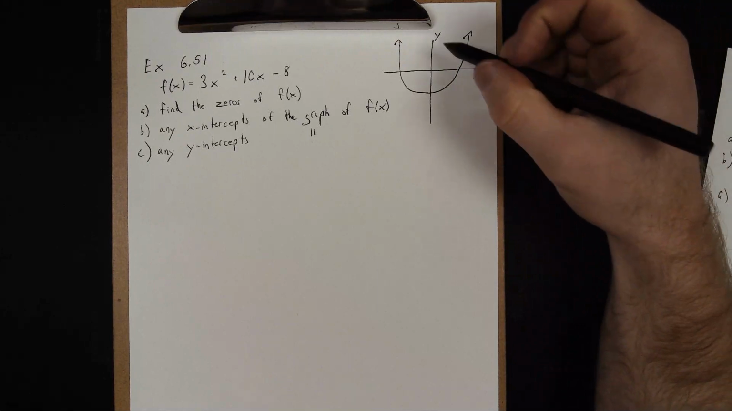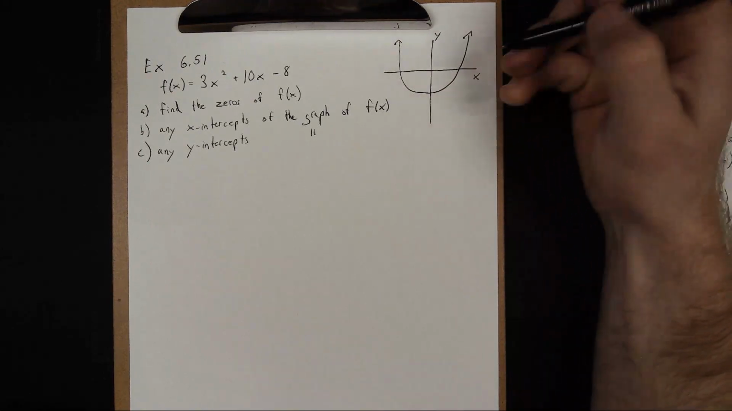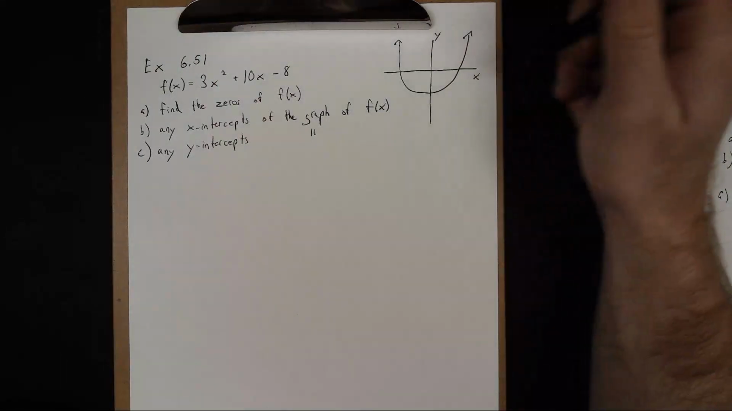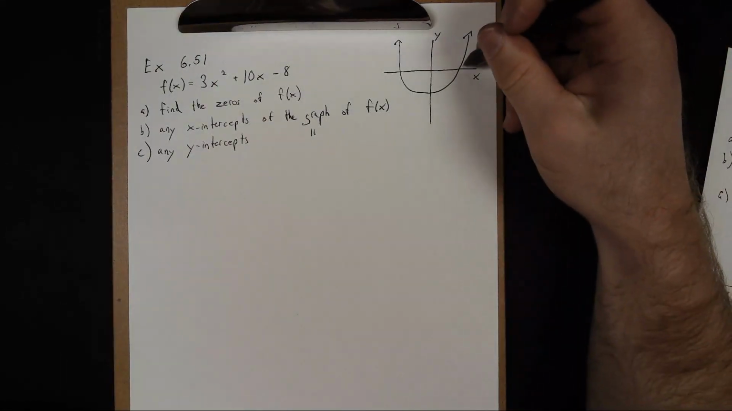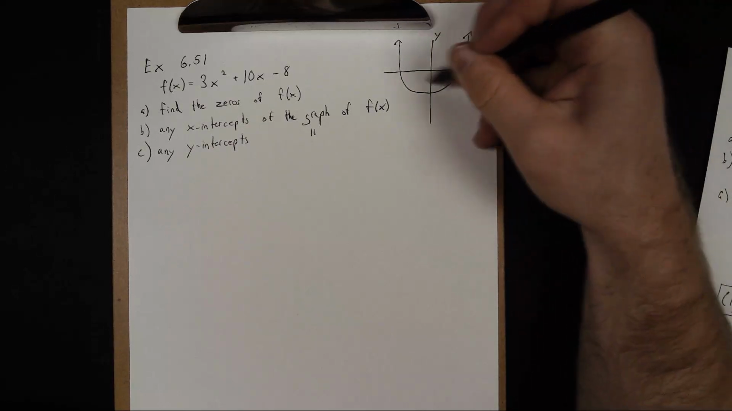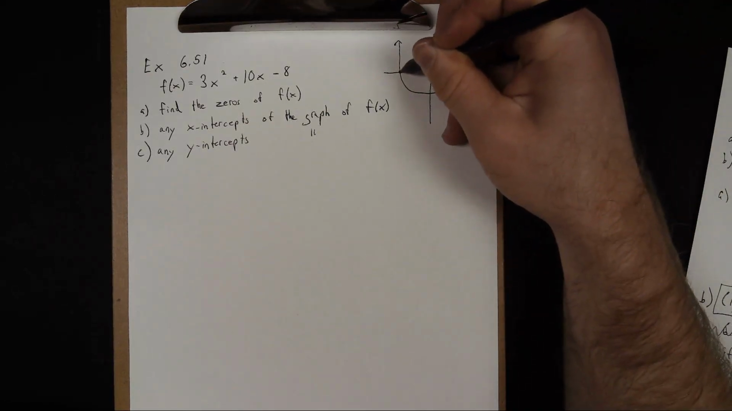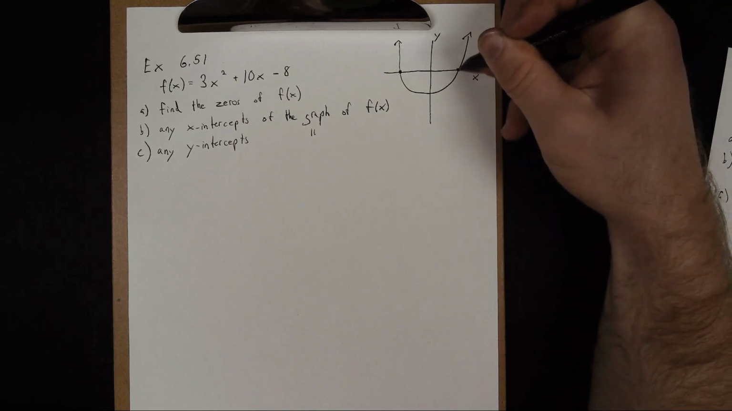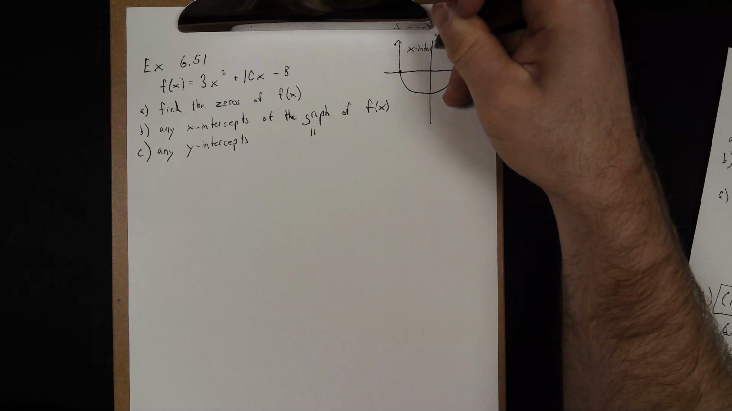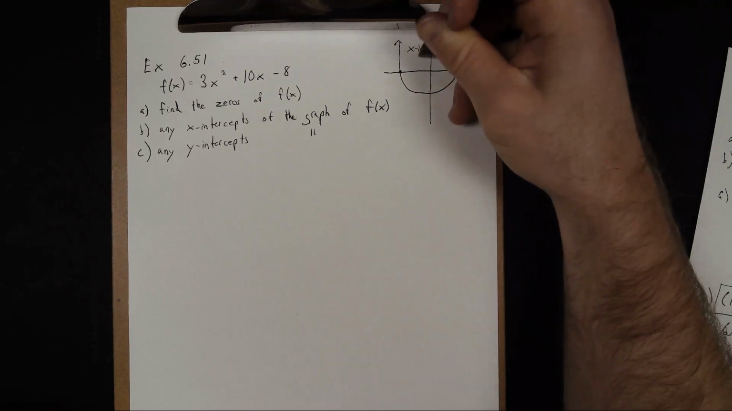Okay, here's my y-axis. Here's my x-axis. All right, so let's start with x-intercepts. The x-intercepts of this graph are anywhere where this graph touches the x-axis. Well, it only happens 2 times, right? So this would be one of our x-intercepts. This would be the other. So we call those x-intercepts.